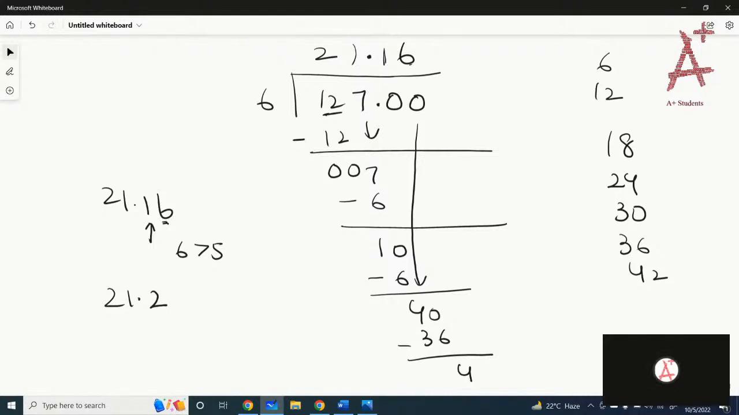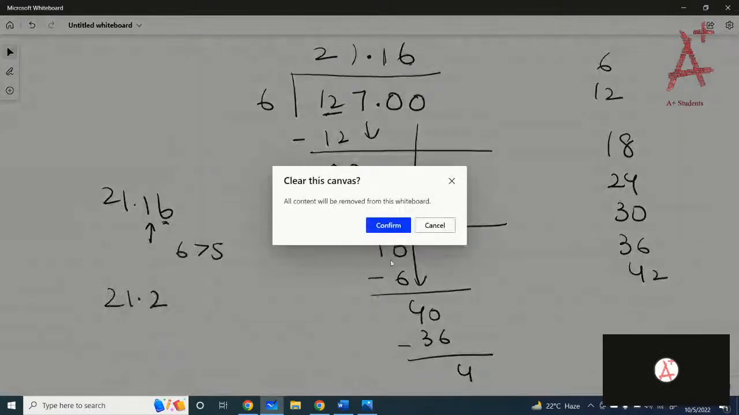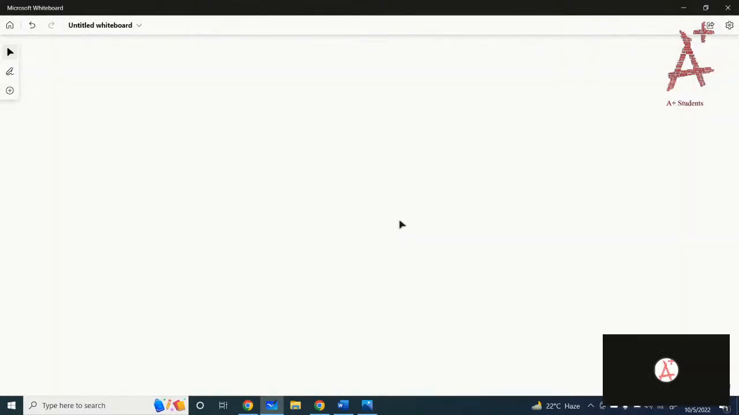Okay. On the top right corner, you have a test button. Just click on the test button so that we can do practice questions from the test. Let's just start with the test.